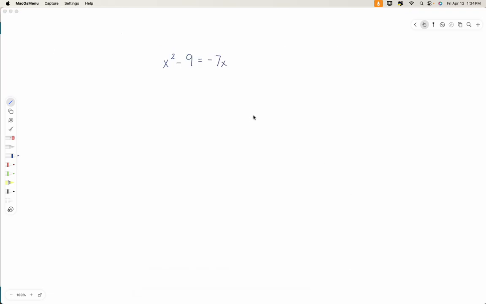All right, now we're in lesson 118. So we have to complete the square in order to solve for x. But in order to complete the square, we've got to get the x's on one side and everything without an x on the right side. So I'm going to add 7x to both sides, and I'm going to add 9 to both sides.